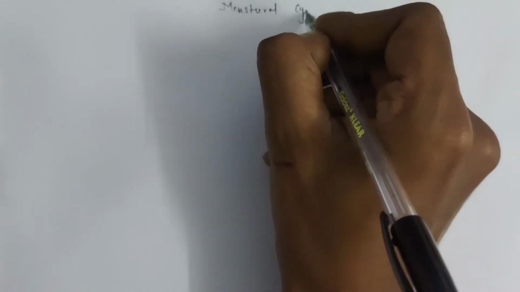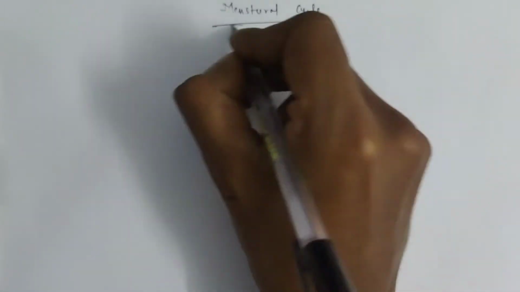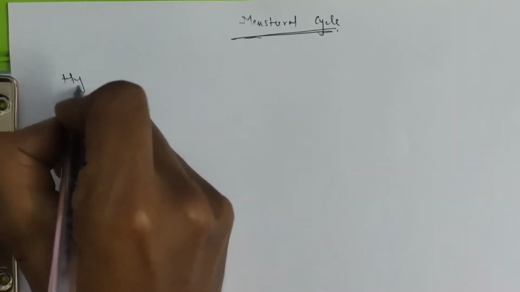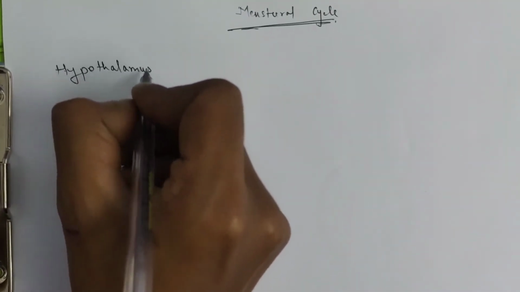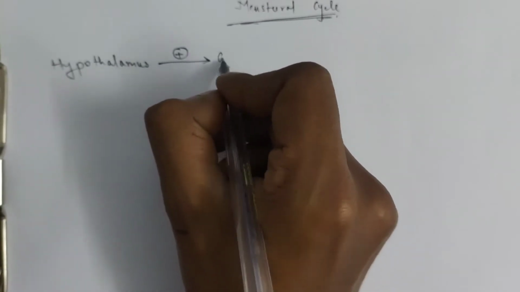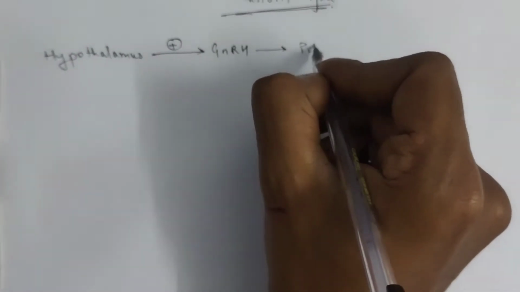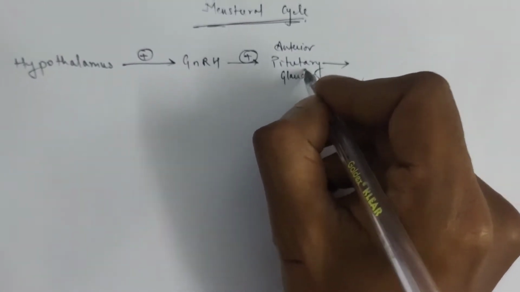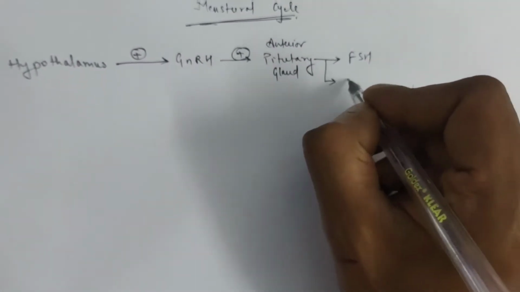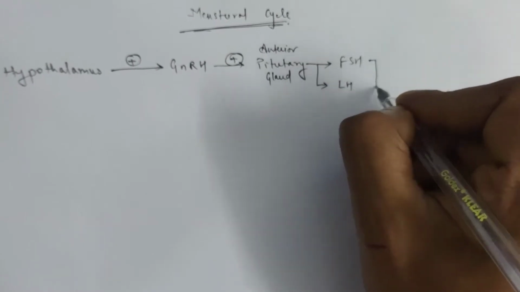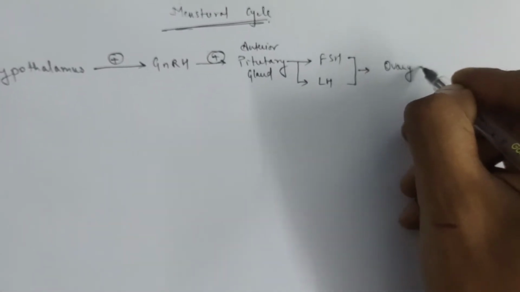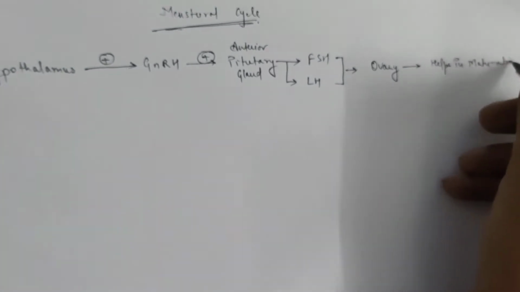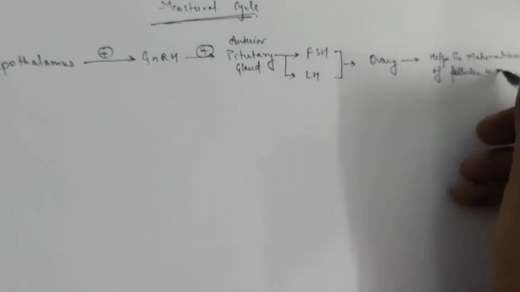So today's topic is the menstrual cycle, the normal physiology of how the menstrual cycle occurs or what happens in that. In the starting, the hypothalamus starts releasing the gonadotropin releasing hormone, which stimulates the anterior pituitary gland and causes the release of follicle stimulating hormone and luteinizing hormone. These two hormones go to the ovary and there they help in the maturation of the follicles so as to help in release of the egg and causing the ovulation.